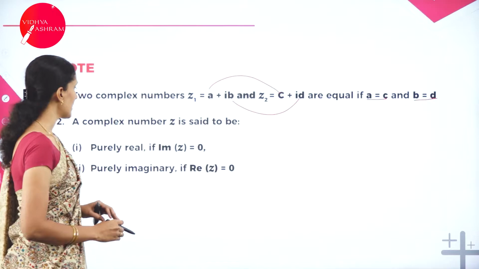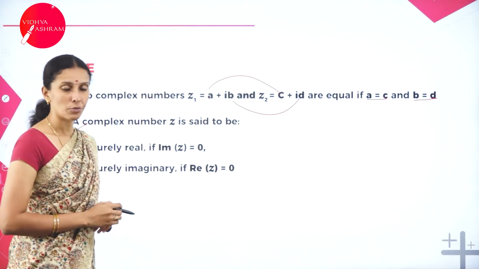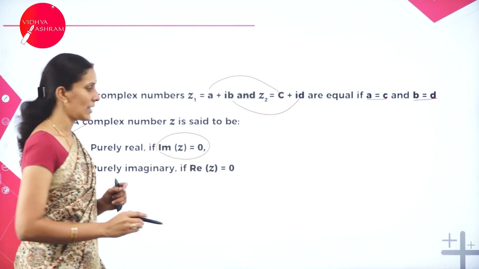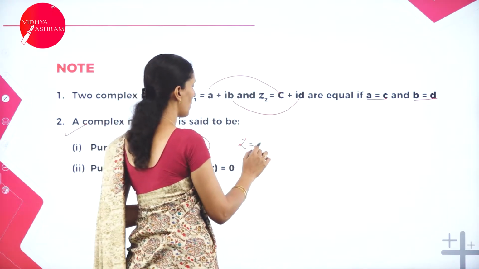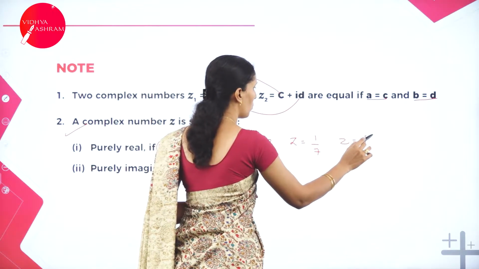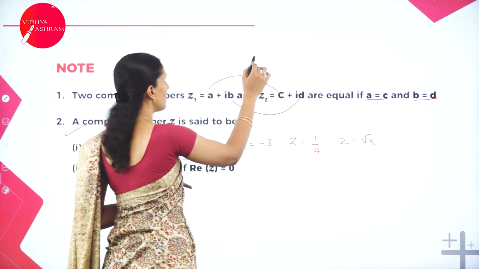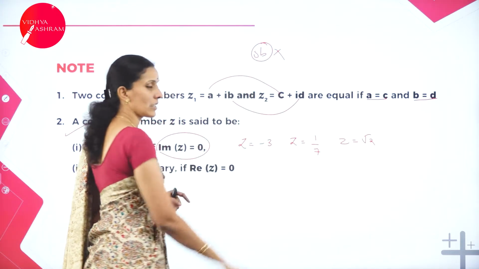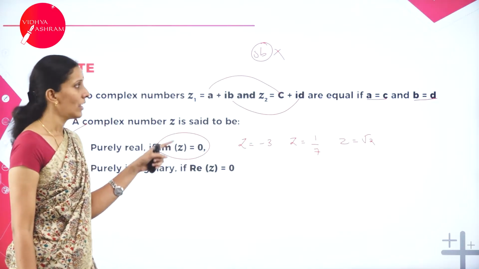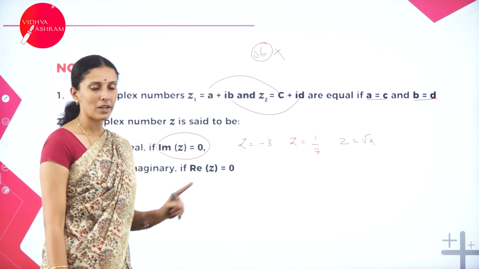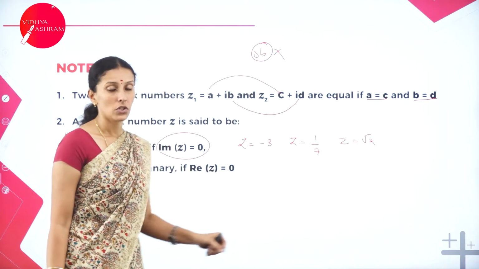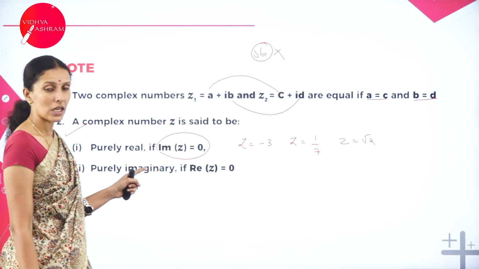The second point says that a complex number is said to be purely real if the imaginary part is 0. For example, I can take z is equal to minus 3, z is equal to 1 by 7, z is equal to root 2. Here you can see the term ib is absent. What is ib? It is actually the imaginary part of z. If the value of b is 0, then the imaginary part will become 0. So wherever b is 0, you have only a, and then it is called a purely real number.